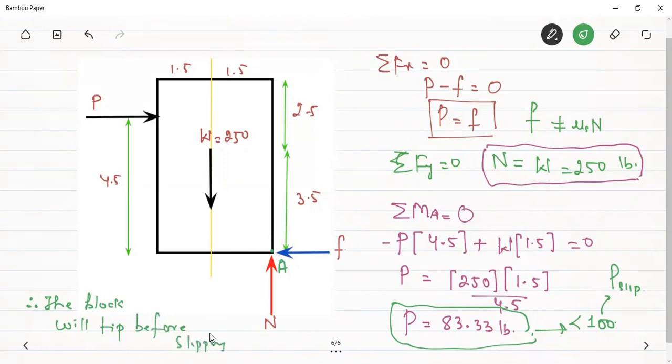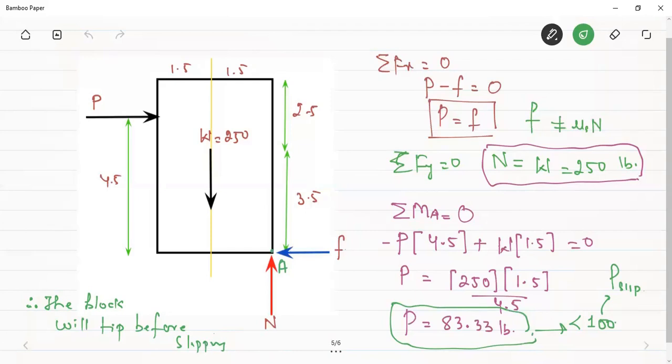So if the force on the block was 50 pounds, nothing would have happened to the block. 60 pounds, nothing would have happened. 80 pounds, nothing would have happened to the block. Even at 83.33, still nothing will happen to the block, but if we go above this force, the block will start to tip.